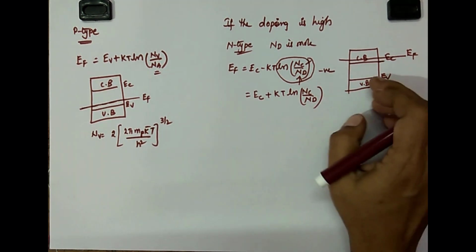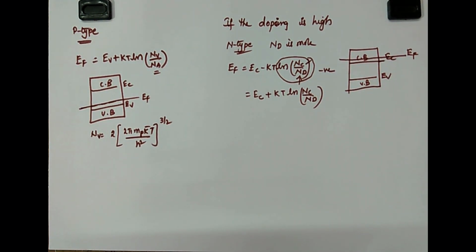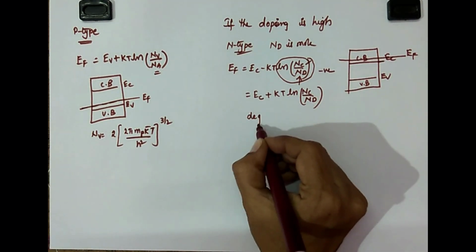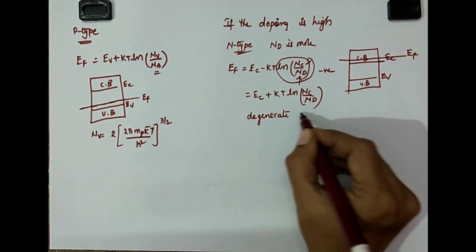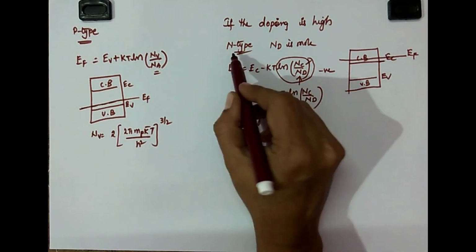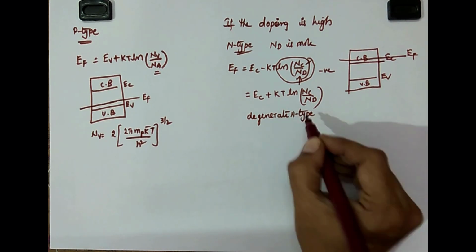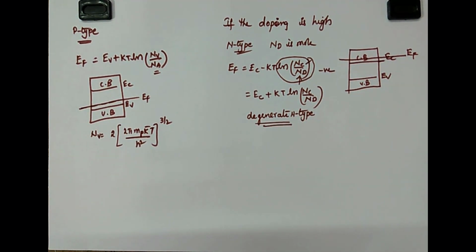So this type of semiconductor in which the Fermi level lies in the conduction band is called a degenerate type semiconductor. As this is n-type, it is a degenerate n-type semiconductor. What is the actual meaning of degeneration? If the doping is high, many free electrons will be generated, which means the conductivity will be increased. That is the reason it is called degenerate n-type.